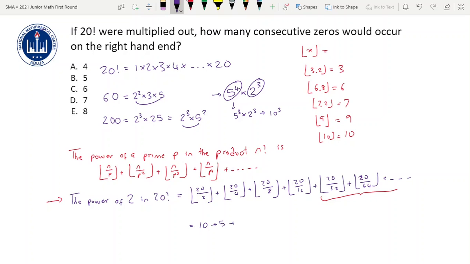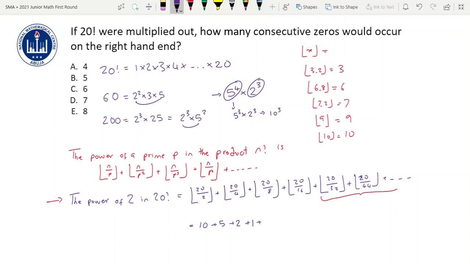Yes. The floor function of 20 over 8 now. So 20 over 8 is 2 point something, right? So 2 is the whole number part of it. So that will be 2. And then 20 over 16 is 1 point something. So the whole number part of it is 1. And the floor function of 20 over 16 will be 1.